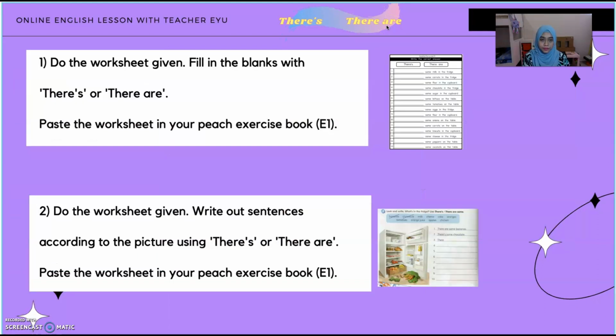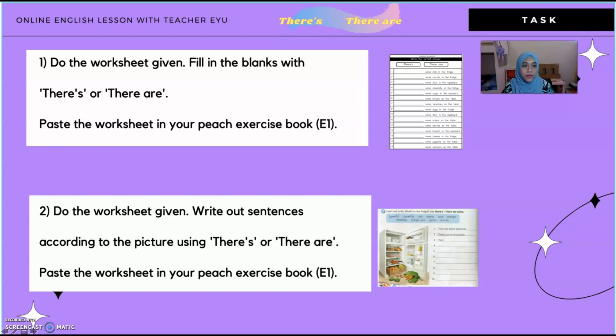Alright? Okay, so now we have come to the task of today's lesson. Okay, so you have 2 tasks to be done. Right? Number 1, do the worksheet given. Fill in the blanks with there's or there are. Paste the worksheet in your exercise book. Okay, so I am going to give you this worksheet. Right? You just have to fill in the blanks with there's or there are.